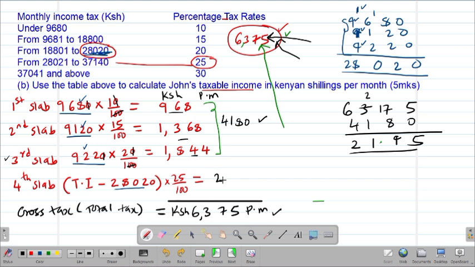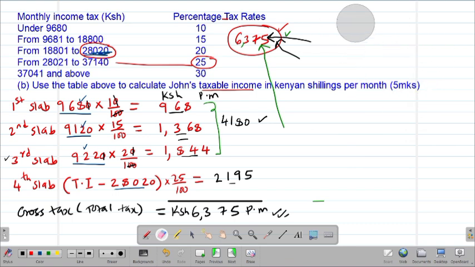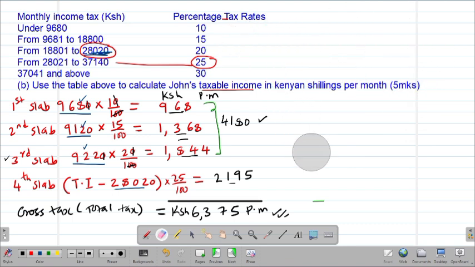21.95. So that if you take 968 plus 1368 plus 1844 plus 21.95, you will get a total gross tax of 63.75. Now, from that particular stage, there's something the question wants us to find.